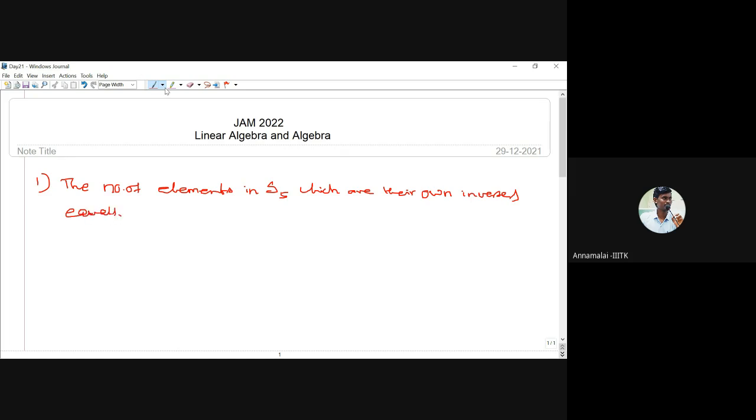Simply restating the question, we are collecting the permutations sigma in S5. What is the condition? Sigma should be equal to its inverse, sigma inverse. So what is the cardinality of this set? Sometimes they ask the question like that. Suppose they define a set A equal to the collection of all permutations such that sigma equals sigma inverse. Then what is the cardinality of A? Sometimes they ask what is the cardinality of A.